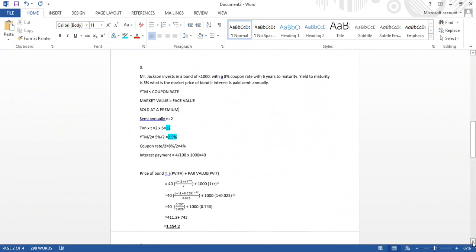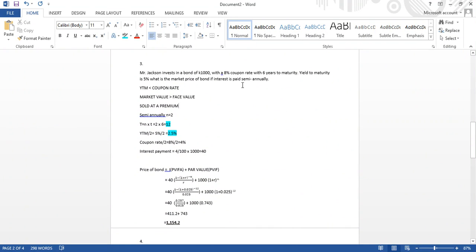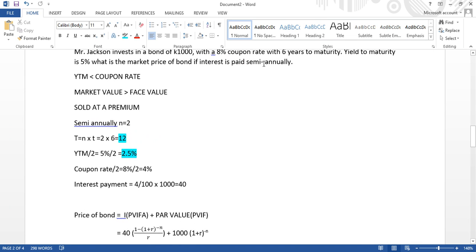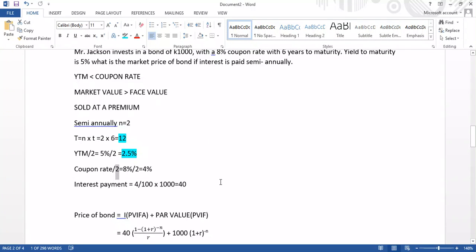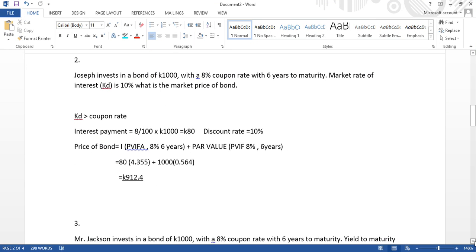So that's how you deal with bonds which are paid semi-annually. If it was quarterly, wherever you would have substituted n with 2, we would have had 4 here. Our yield to maturity would have to be divided by 4, our coupon rate divided by 4. All right. So we are done with the question.